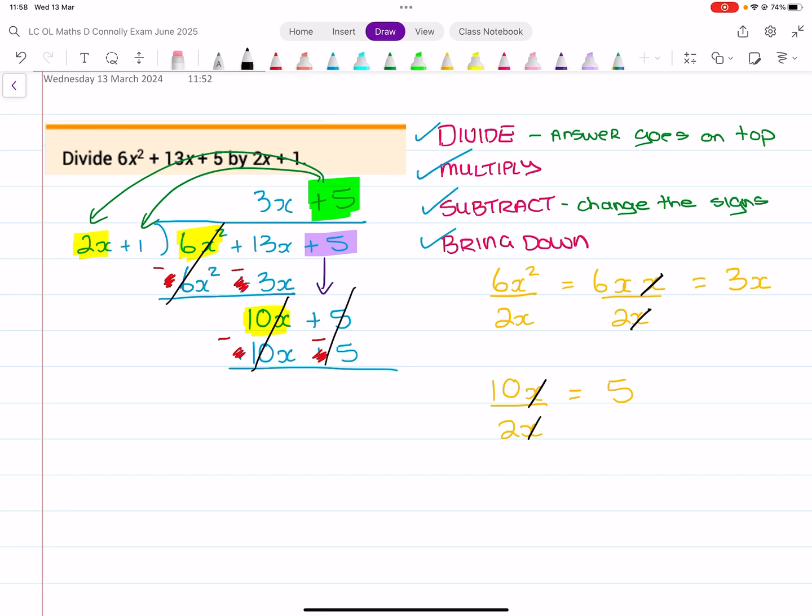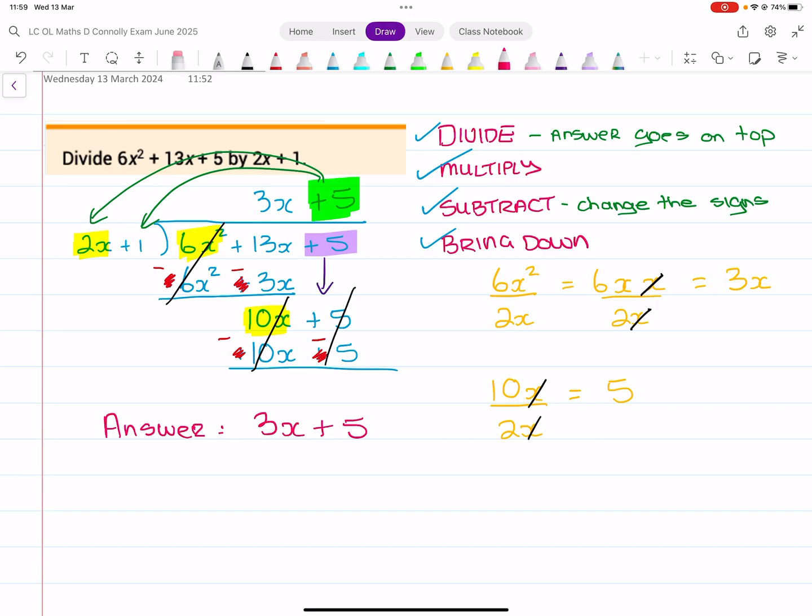So that is how you do algebraic long division. And your answer is what you got on top. So your answer is 3x plus 5. So play that back as many times as you need to understand it. And I'm going to put a couple more questions here for you to try.